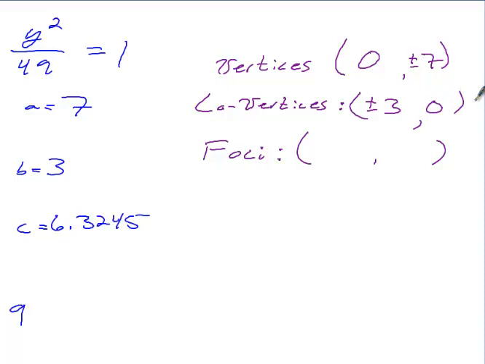And then the foci, right? Which one does the foci always match? The vertices. So we get 0, comma, plus or minus 6.3245. Any major questions, yes or no?